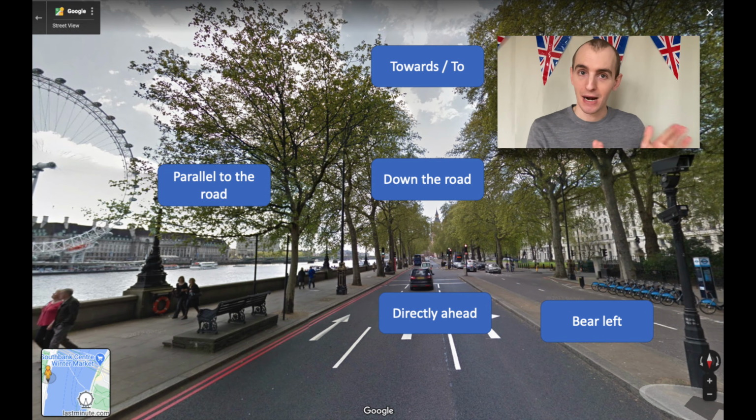So if we go parallel to the Thames, down the road, and then we bear left, when we go towards Big Ben, we will come to, perhaps, the Houses of Parliament. Probably down there as well. Okay, so see if you can practice these expressions yourself and maybe think of some about your own city that you can use. But let's go to another place in London now and let's see what else we can talk about.